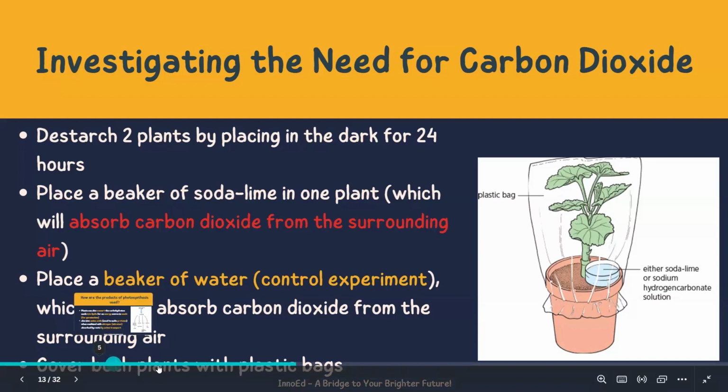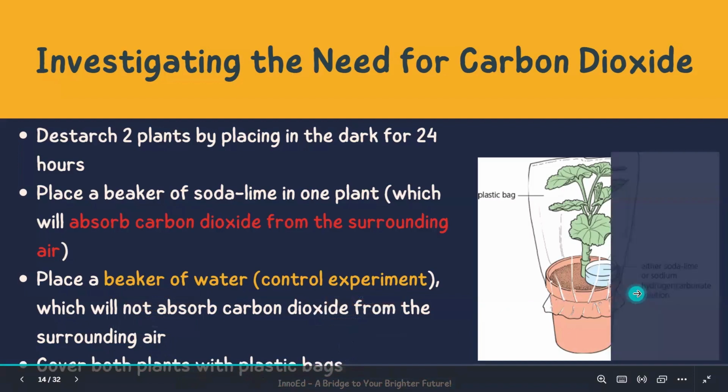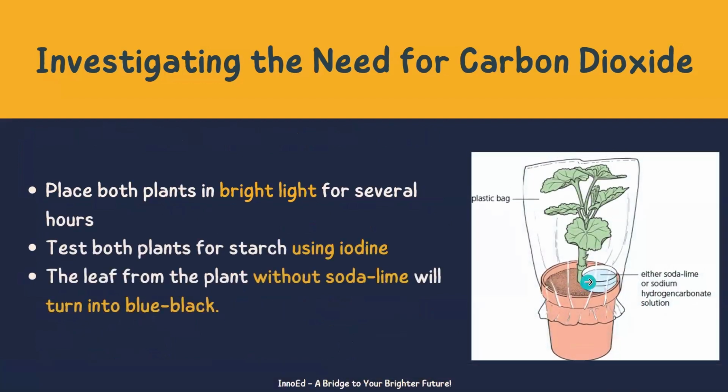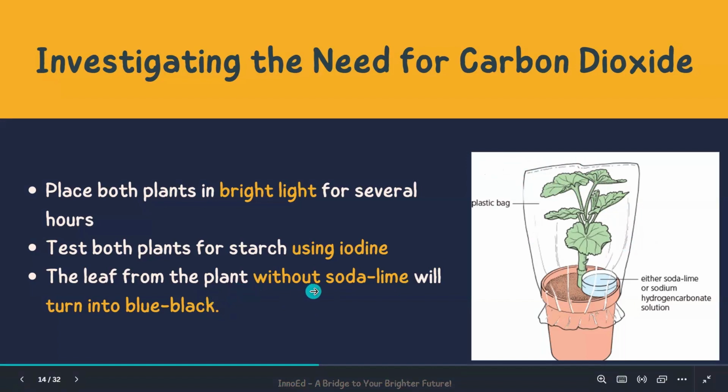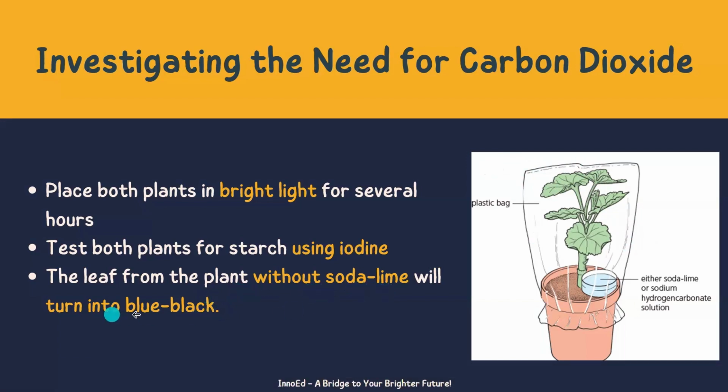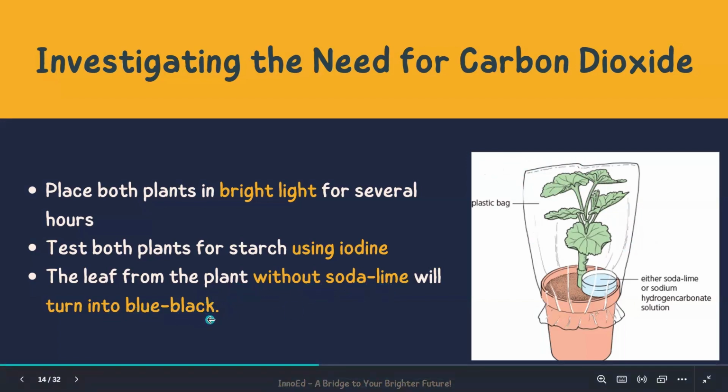Then we cover both plants with plastic bags. Then we place both plants in bright light for several hours. After that, we test both plants for starch using iodine. The leaf from the plant without soda lime will turn blue-black because it can photosynthesize normally.